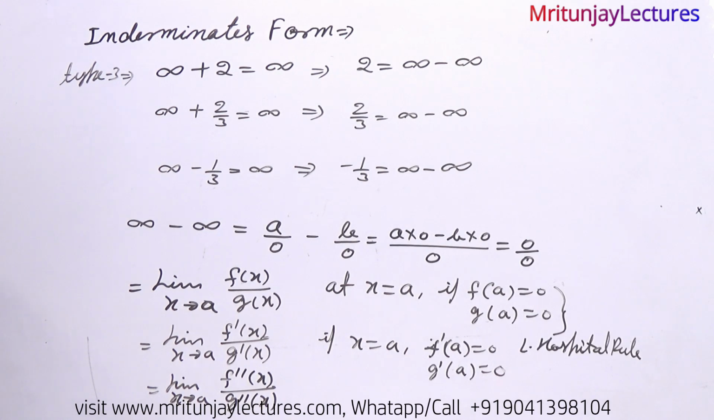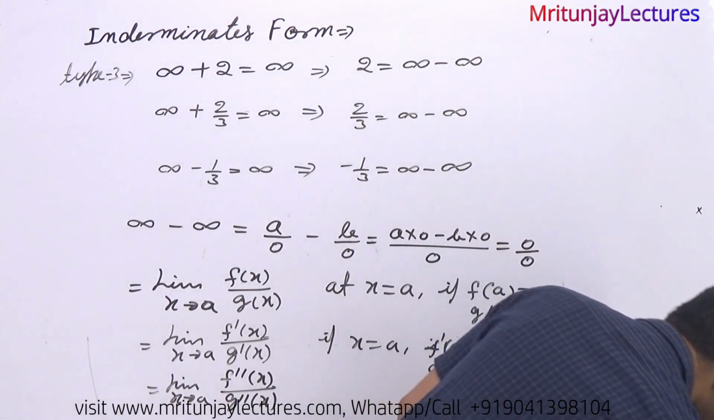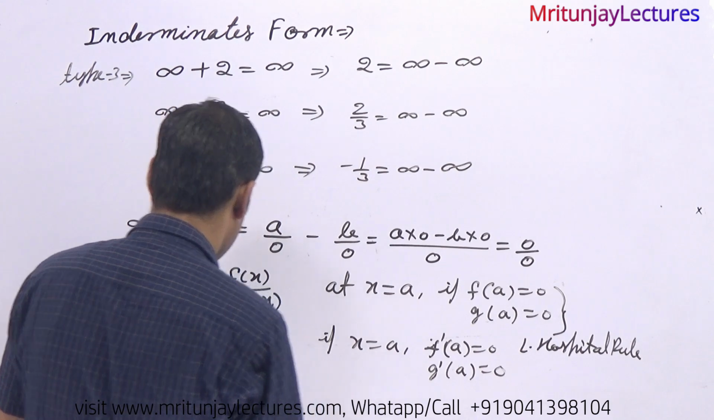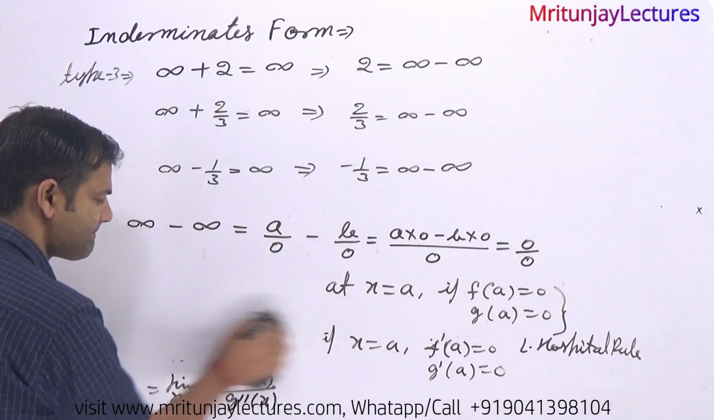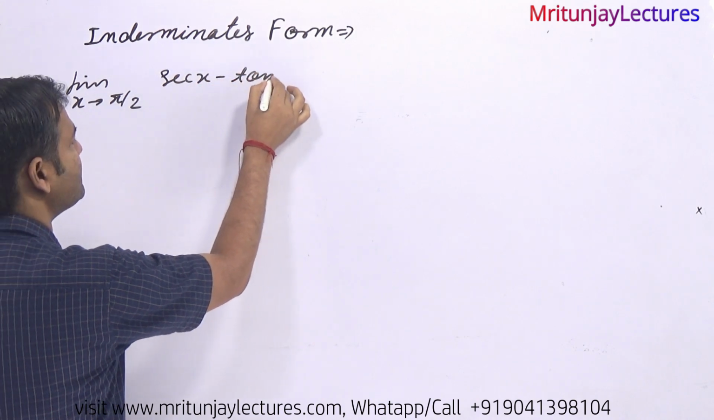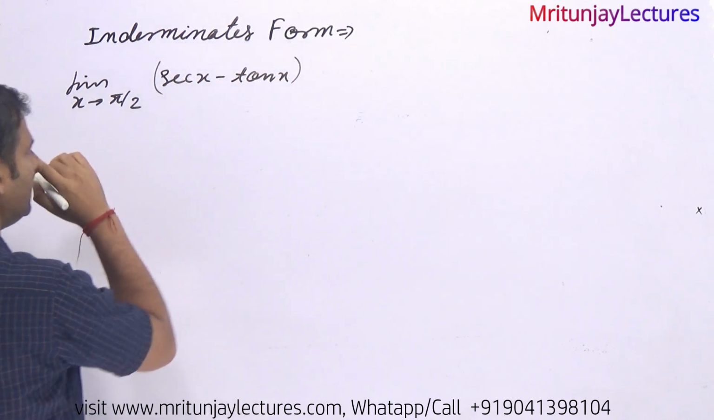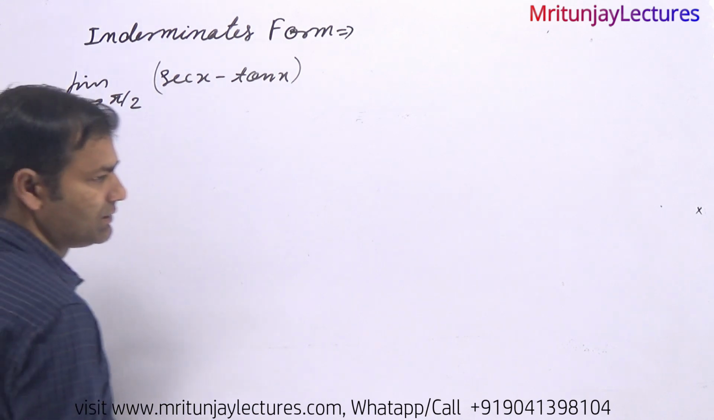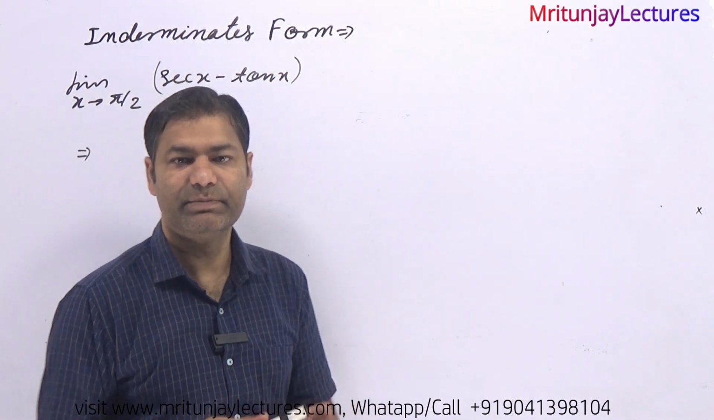All doubts are clear. Okay. So first of all, make it. This is type 3, indeterminate form. That is sec x minus tan x. Okay. Now first of all, check at x is equal to pi by 2.